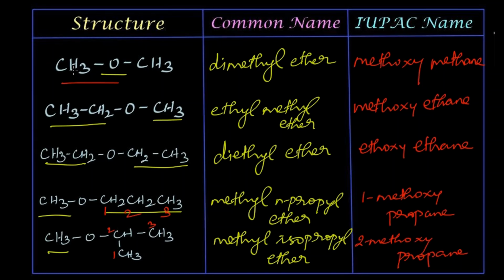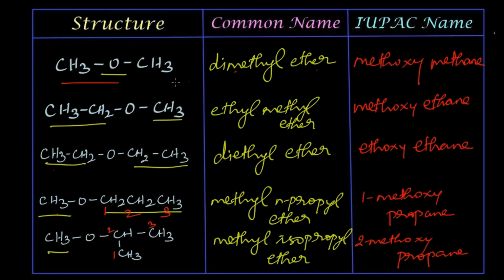Let's revise the common names first. Here two methyl groups are attached, so dimethyl ether, and here ethyl and methyl groups are attached to the ether, so ethyl methyl ether. This is diethyl ether, and this is methyl n-propyl ether, because the propyl is in a straight chain. And this is methyl, where the propyl is branched, so methyl isopropyl ether.